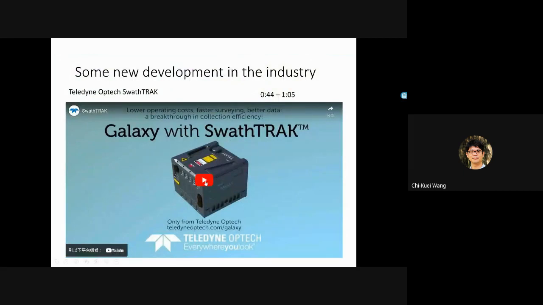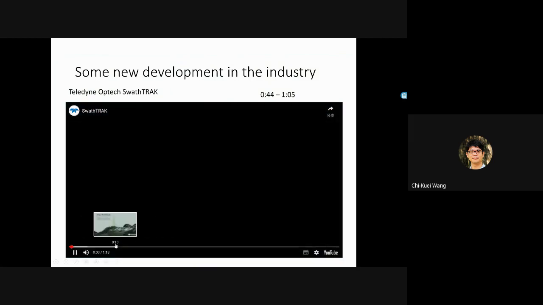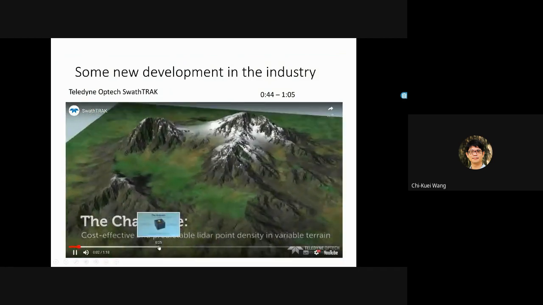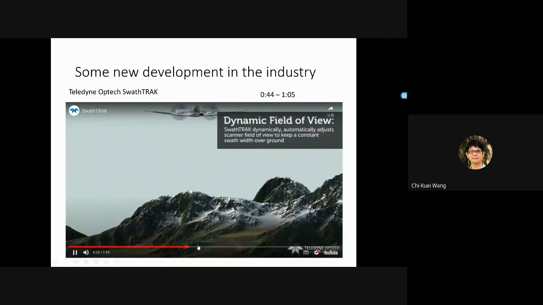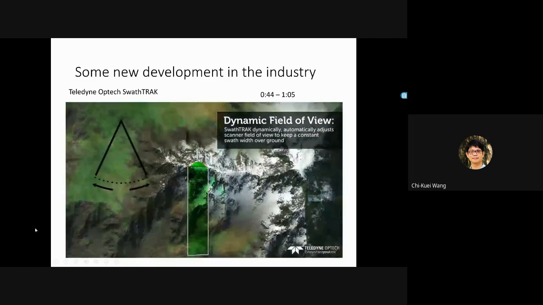The other thing is some other interesting things happening in the airborne LiDAR industry, like this example. Let me try to find my 44 minutes. Okay, I think this is okay.